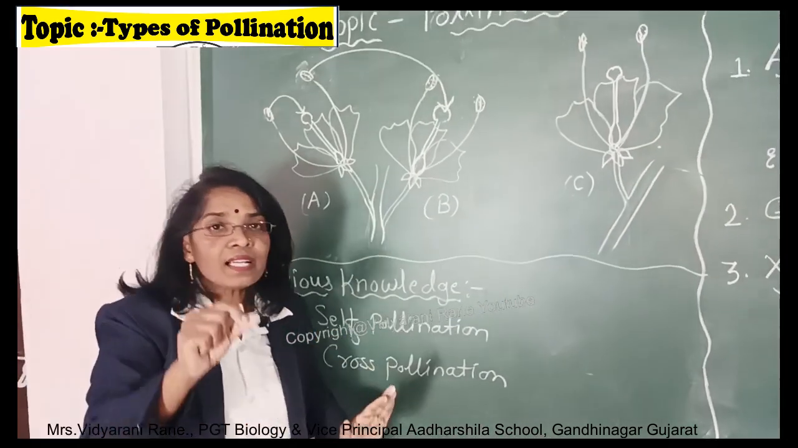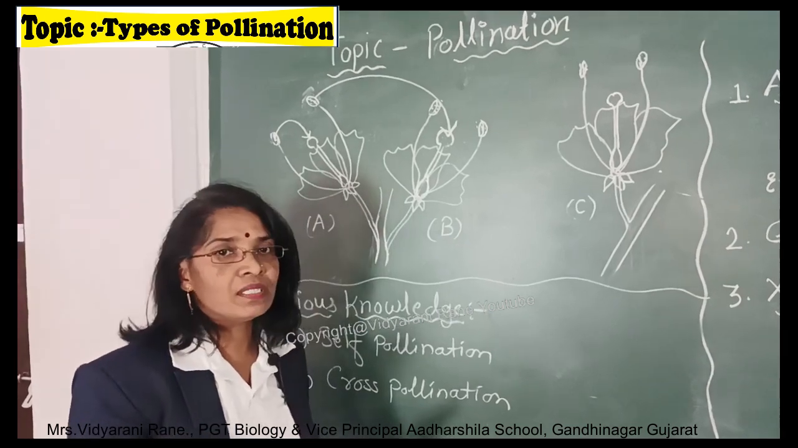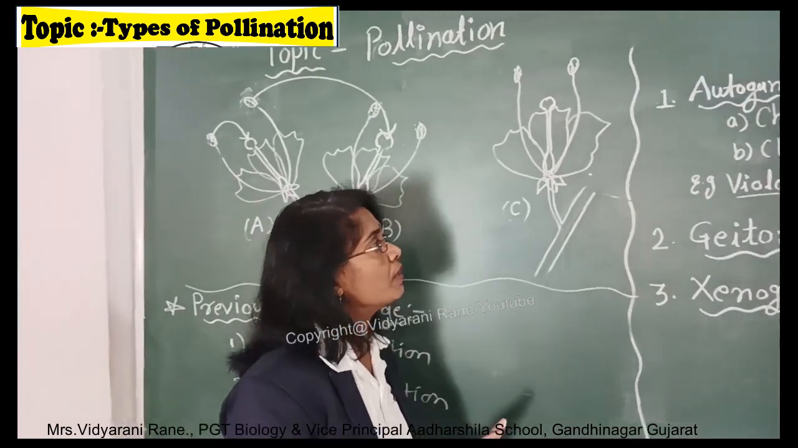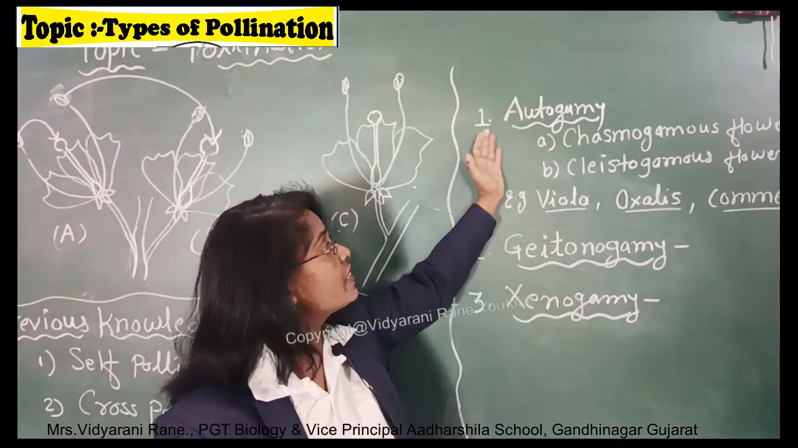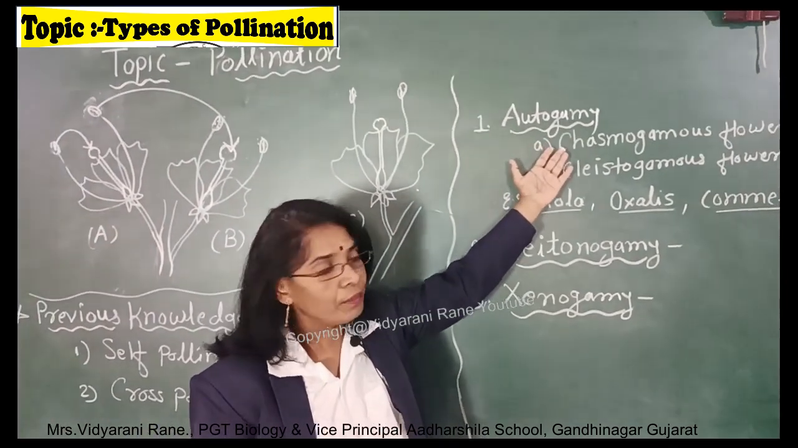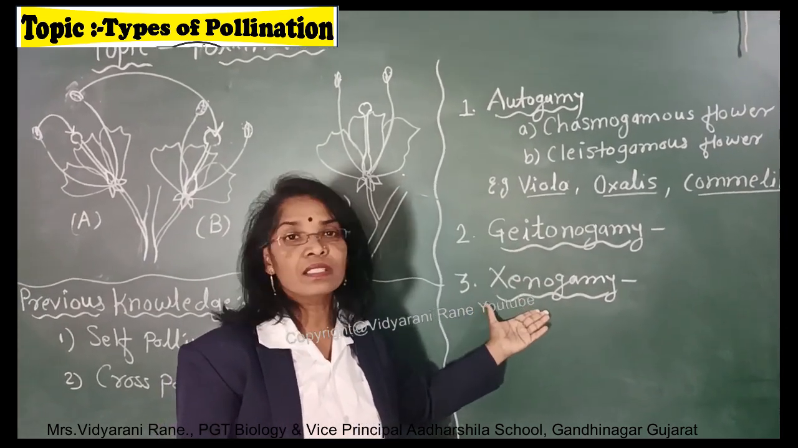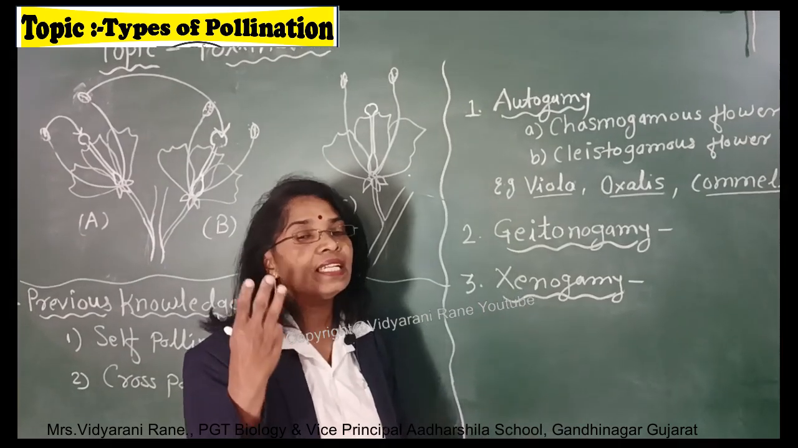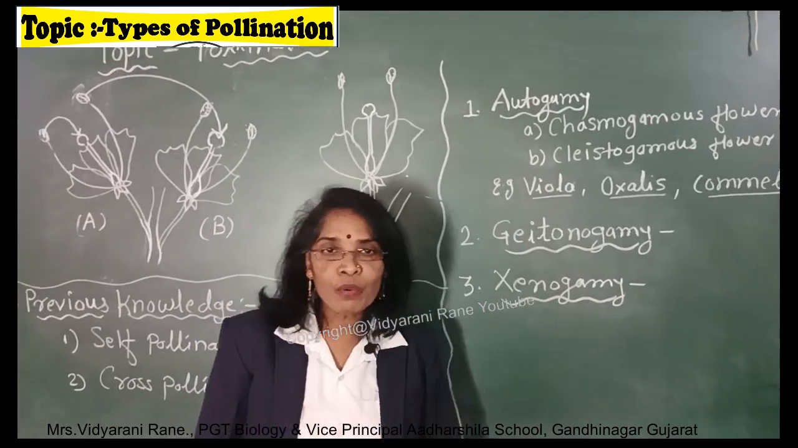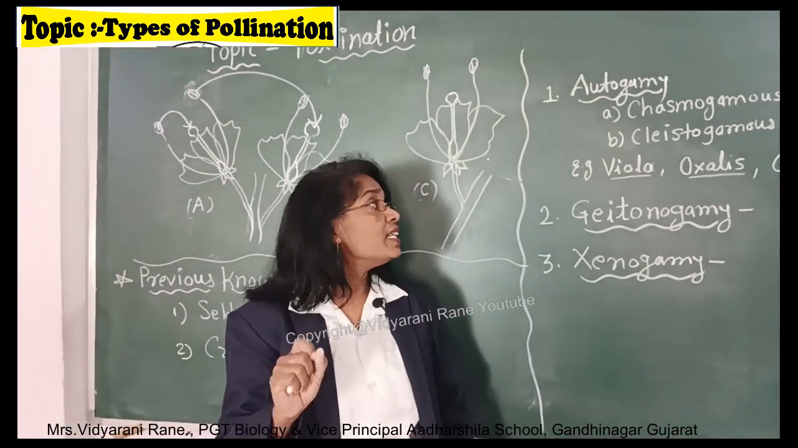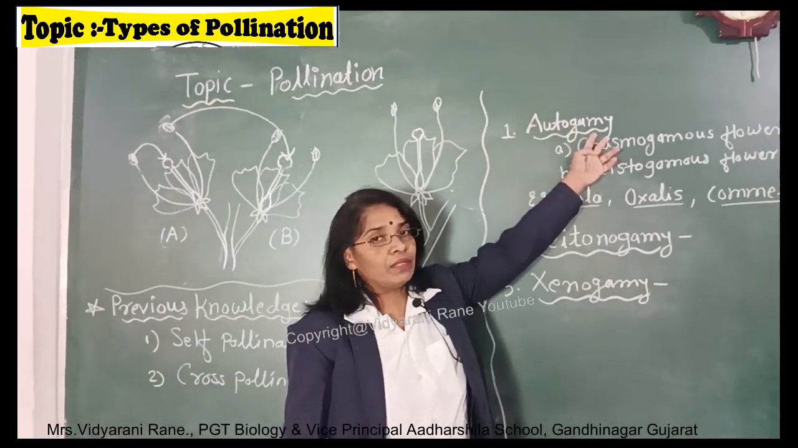Now in class 12 the same topic is there but with a few new names. Self-pollination itself is called autogamy, second is geitonogamy and third is xenogamy. These are the three types of pollination. Now let's see one by one what this autogamy is.